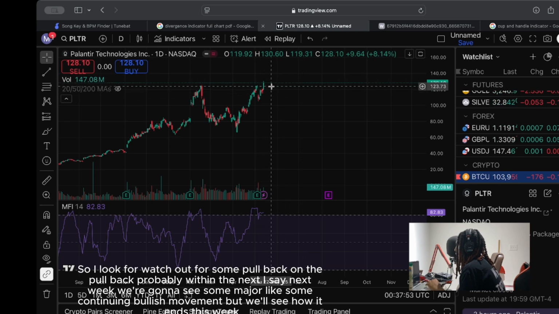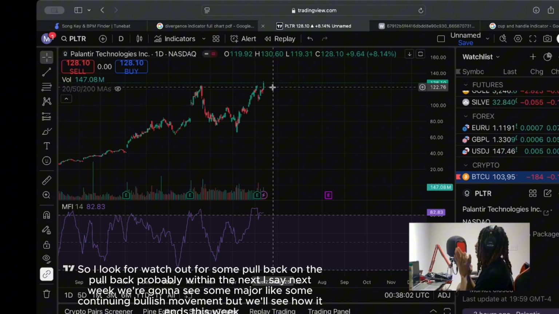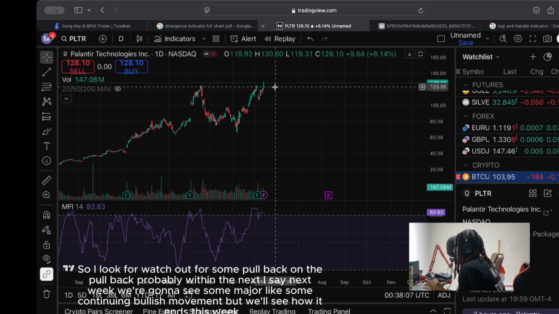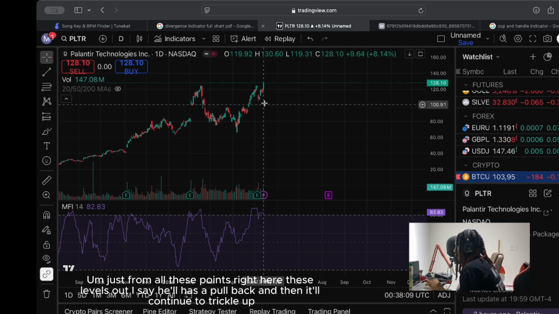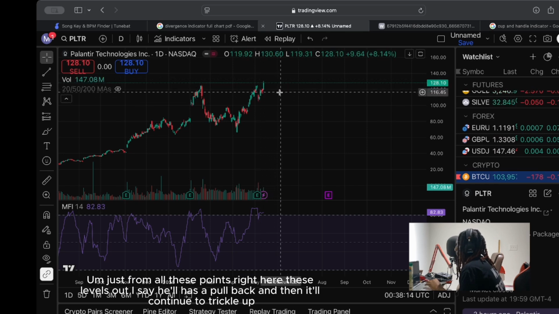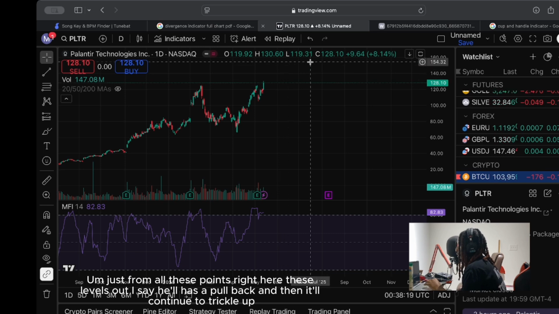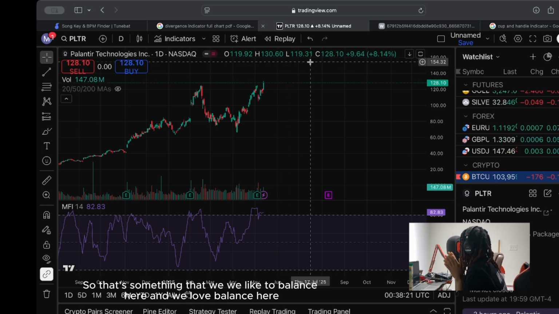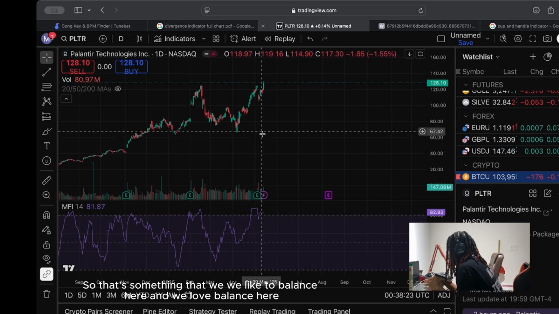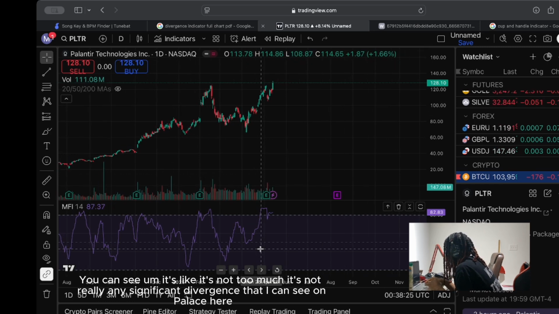So I'll watch out for some pullback. On the pullback, probably within the next, I say next week, we're gonna see some major continuing bullish movement. But we'll see how it ends this week. Just from all these levels right here, I say it'll have some pullback and then it'll continue to trickle up. That's something that we really like. Palantir, we love Palantir.